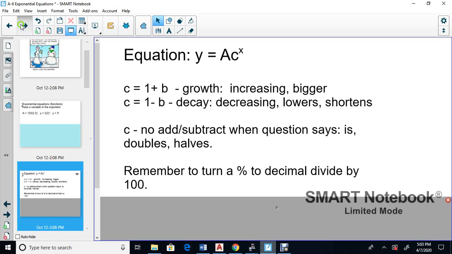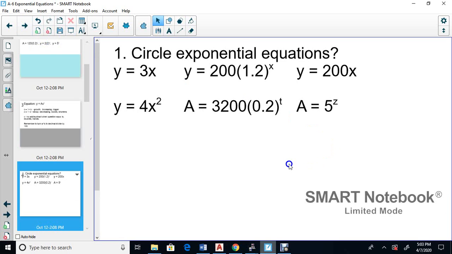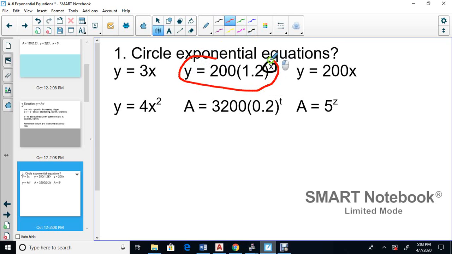Let's do some examples. First thing, we're going to circle the exponential function, and we'll go over each one. So y equals 3x. Is there an exponent? No. This is definitely not one. That's a letter, not an exponent. y equals 201.2 to the x. There's an exponent right here, to the power of x, so this one is definitely an exponential function.